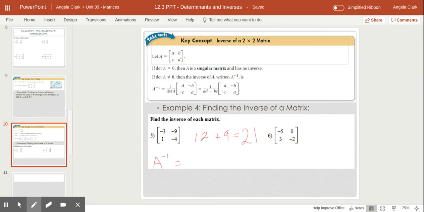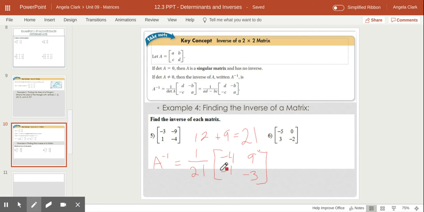So then my inverse, I'm just going to call this A, is going to be 1 over the determinant, so 1 over 21, times the matrix, and I'm going to switch the places of these two. So I have negative 4 up here and negative 3 down here. Right? I just switched their places. And here I'm switching the sign. So this is going to be negative and this is going to be positive. So I have negative 1 and positive 9. And that is my inverse.